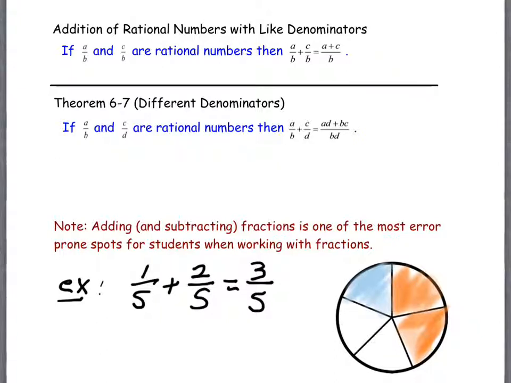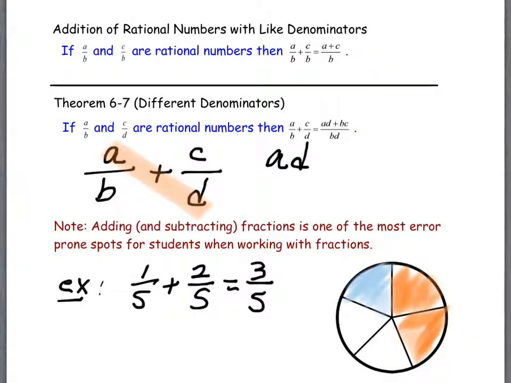So if you'll notice what's going on, and I'll do it a little bit bigger than what the screen's showing you, what they are doing is they are multiplying these two together, and then they're multiplying these two together, and then they're multiplying across the denominator.